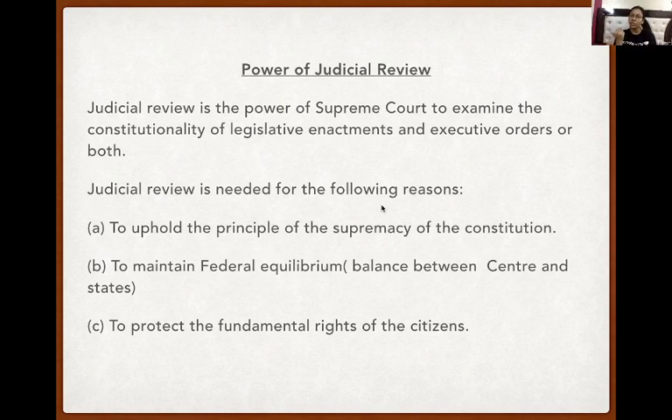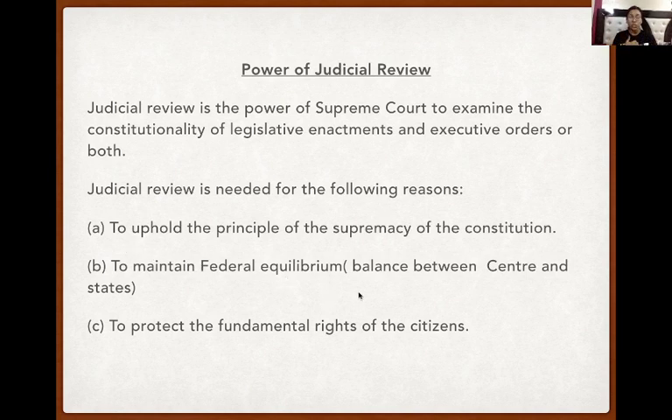तो हमें जुडिशियल रिव्यू की क्यों जरूरत पड़ती है? So we need judicial review to uphold the principle of supremacy of the constitution. हमें constitution की जो supremacy है उसको बना के रखना पड़ता है. That is why judicial review is important. So supremacy of constitution कैसे maintain रहेगी? Whenever an act comes into existence, it should be in coordination with the constitution. It should not intervene with the constitution, because if it does, it will lower the supremacy of the constitution. That is why the power of judicial review helps in upholding the principle of supremacy of the constitution. Next is to maintain federal equilibrium.